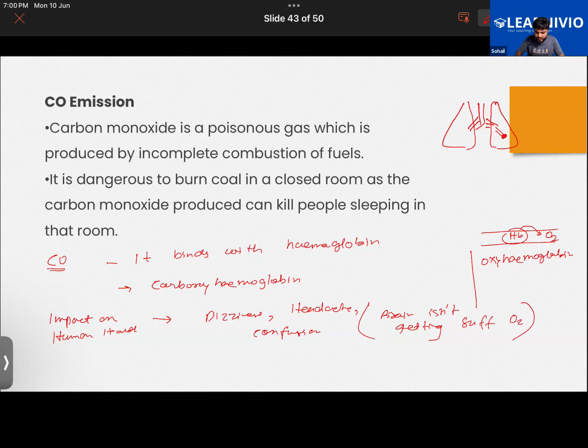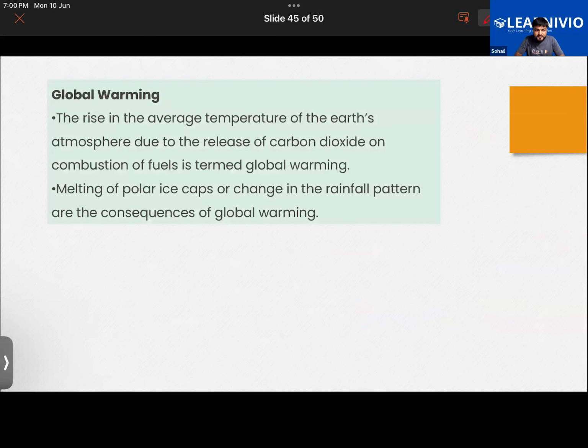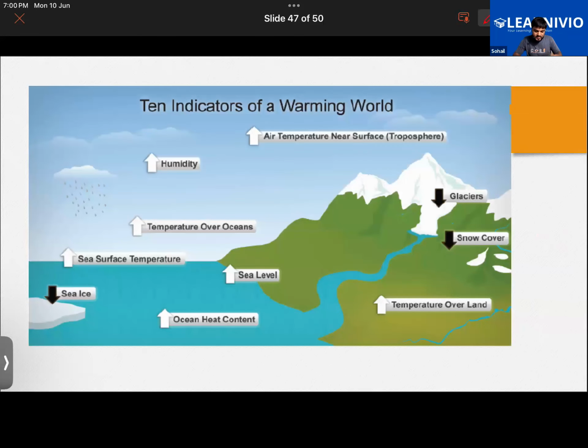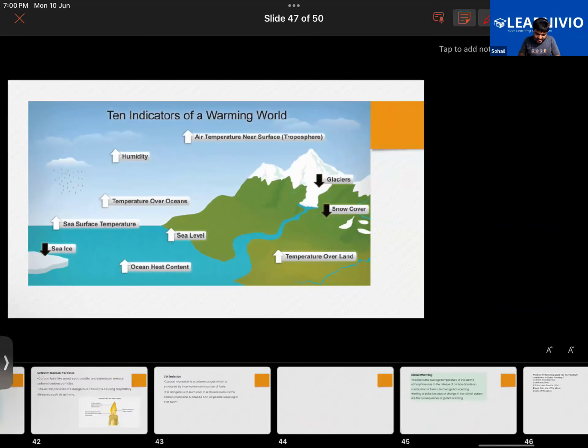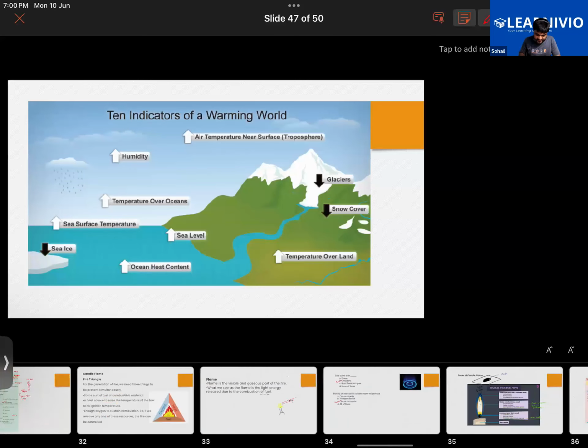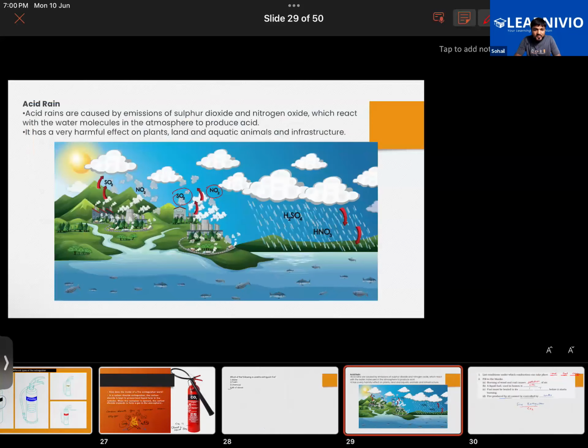Sufficient oxygen. Hope that is clear to everyone. Okay, now. Further, we know that burning of coal, petroleum, or diesel will be producing gases like sulfur dioxide and nitrogen dioxide, which will go into the air and cause acid rain, which we have learned previously, isn't it, guys? See over here. So acid rain will also happen.